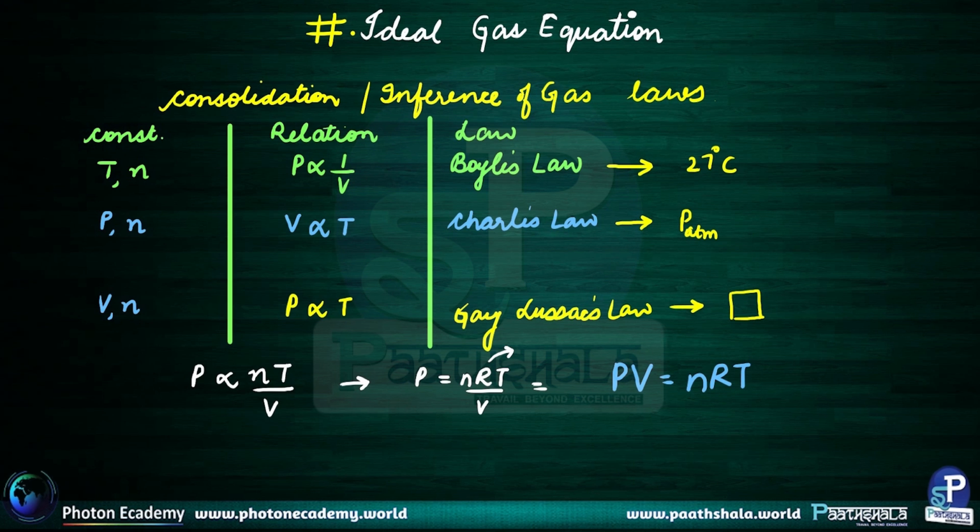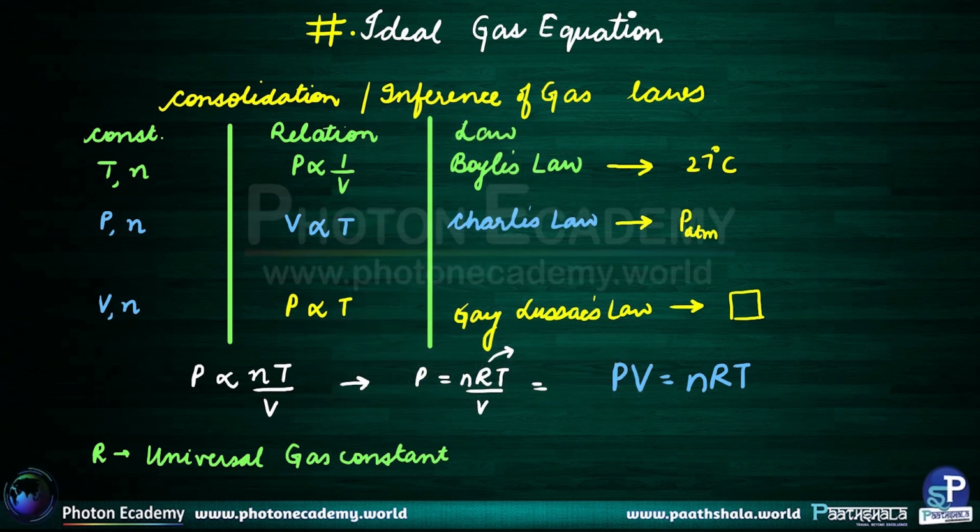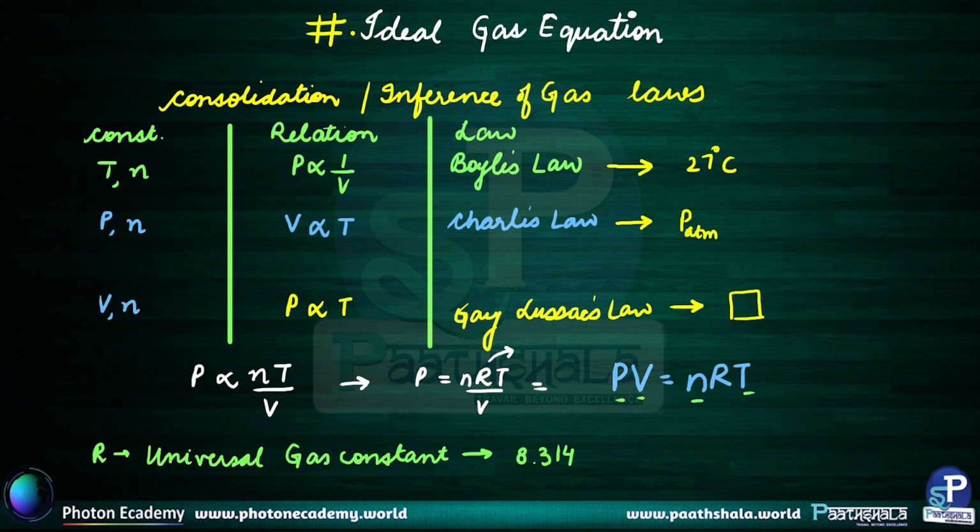Now let's talk about what this R is. R is called the universal gas constant. And remember that it is a constant and is universally true, and therefore it is not dependent upon any of these parameters. It is an independent quantity, and the value of this constant is 8.314 when the units are joule per kelvin per mole.